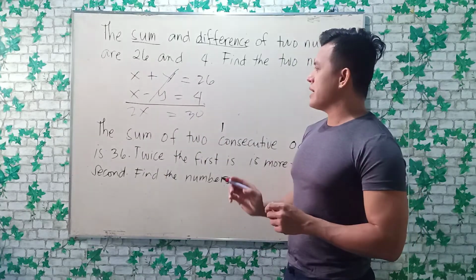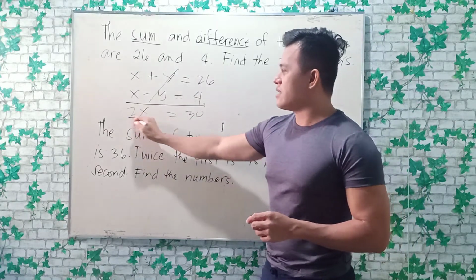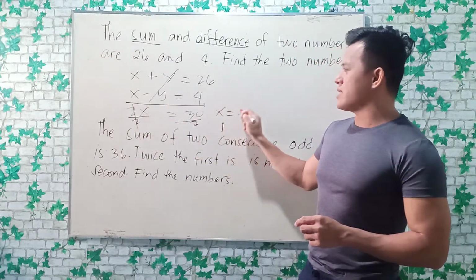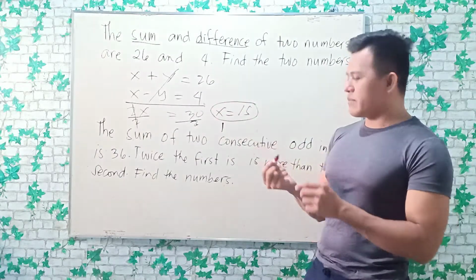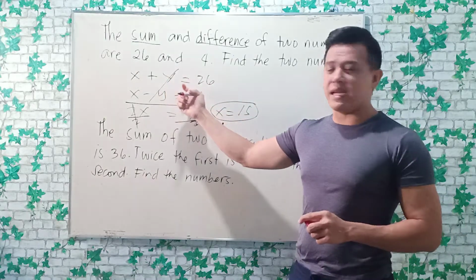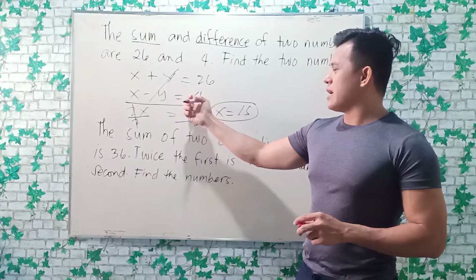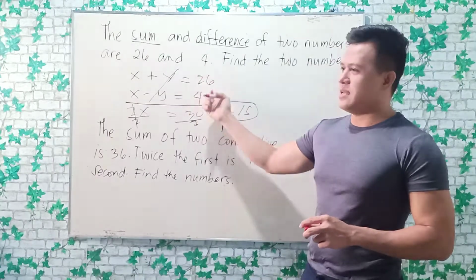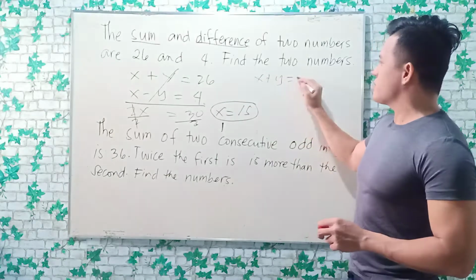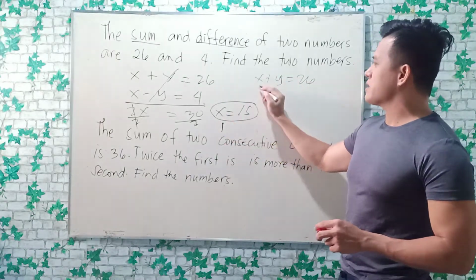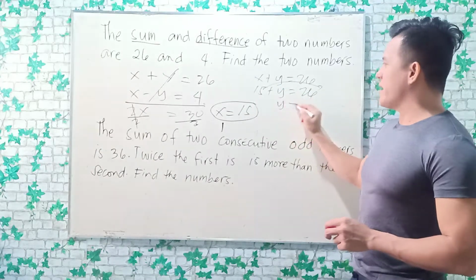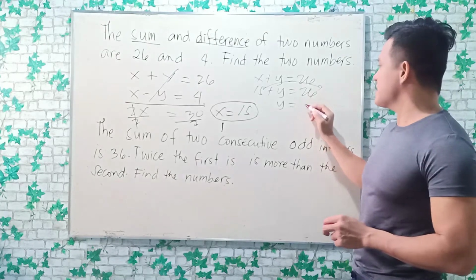Okay, there you go. Now, just divide it by 2, so you can now get the x, which is 15, right? So our first number is 15, and for the other number, you just go back to any of the equations. I'm gonna go back with the first equation, x plus y is equal to 26. Substituting this x here, we have 15 plus y is equal to 26. Transposing this one, we have y is equal to 26 minus 15, that is 11.